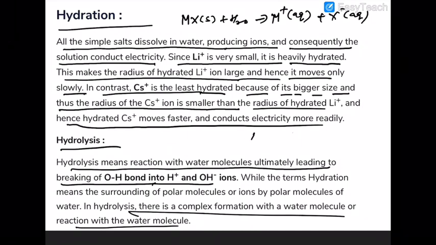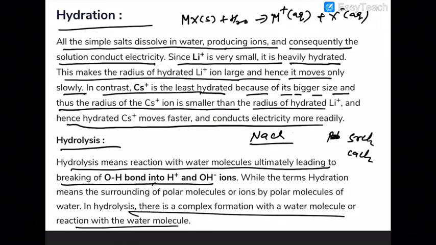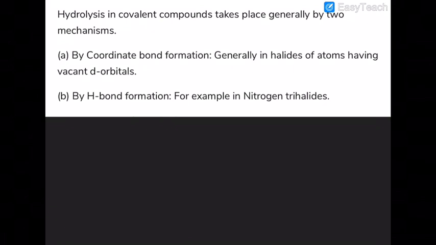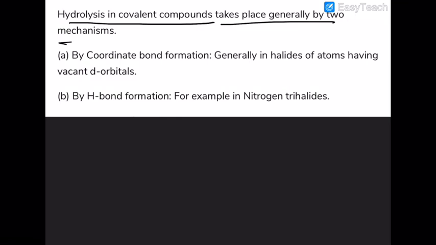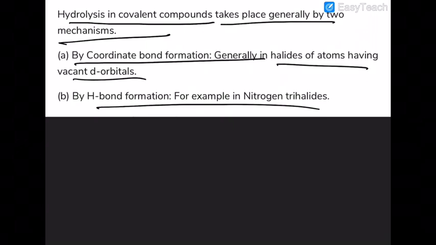For example, NaCl undergoes hydration, it undergoes dissolution. But if you take metals like rubidium chloride, strontium chloride, or calcium chloride, then what happens? They will undergo hydrolysis. Why? Because their cation will interact with water. Hydrolysis means reaction with the water. Now the reaction with water can take place by two mechanisms: the coordination bond formation or the hydrogen bond formation.